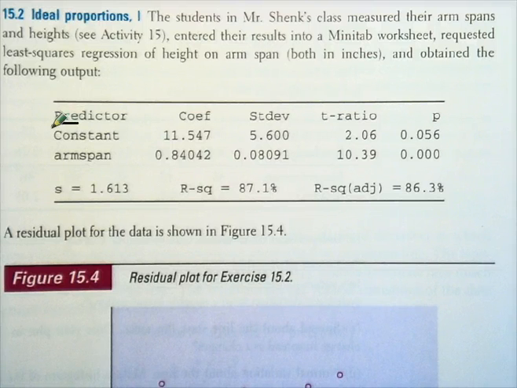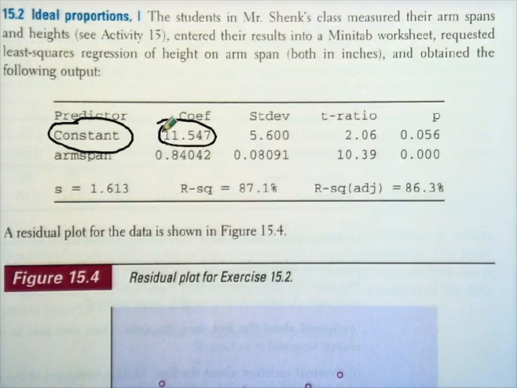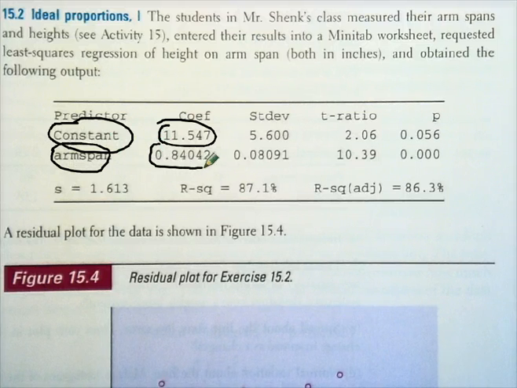So what you need to write the equation includes the constant or the y-intercept. So here is its value of 11.547. So you'll also need the slope. Remember, the slope is multiplied to the explanatory variable. The explanatory variable is arm span. So here is the coefficient for arm span, or its slope, 0.84042.